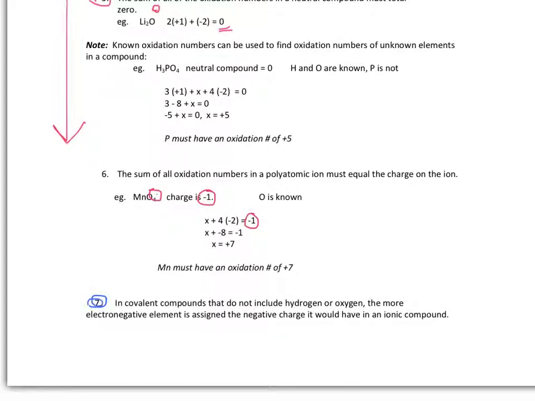And finally, in a covalent compound, if it doesn't have hydrogen or oxygen, the more electronegative element is assigned its negative charge. Meaning, if hydrogen or oxygen is not there, there's no monatomic ion, we go through all of the guidelines and we cannot assign an oxidation number. We look to see which one is more electronegative according to the periodic table, and we assign that the oxidation state of the charge that it would normally have, and then solve for the other one.